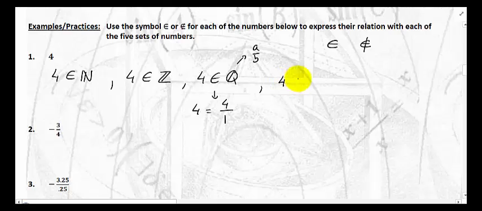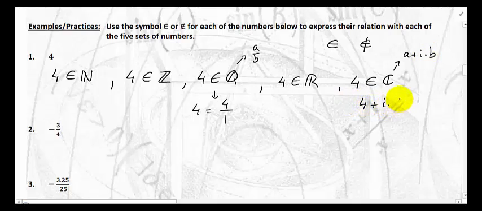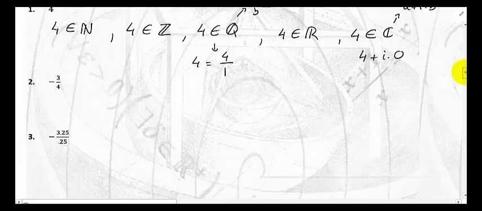It's also a real number, and it's also a complex number. Why? A complex number, remember, is A plus iB, so it is just 4, which is a real number, plus i times 0. So it's also a complex number. So 4 is in all previous sets. I'm going to let you deal with example 2. Let me do example 3. Got to be careful with this one.